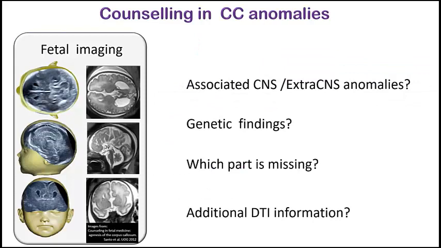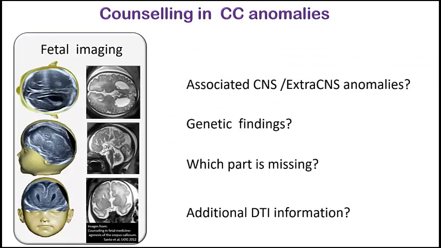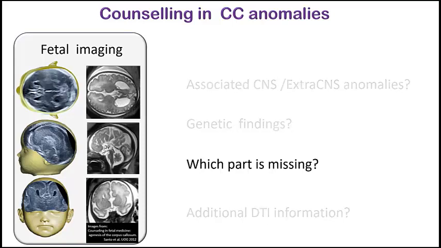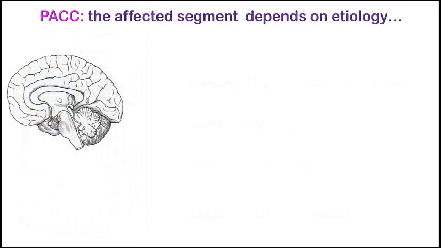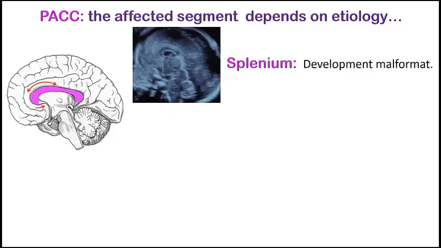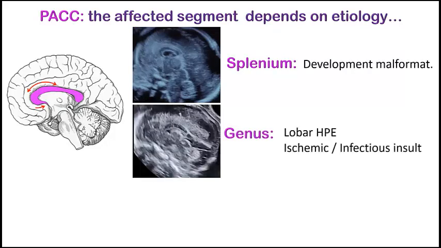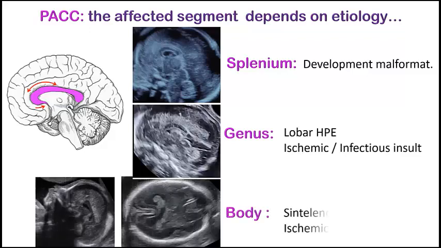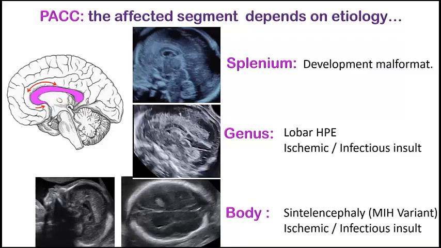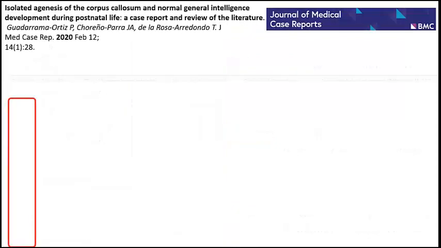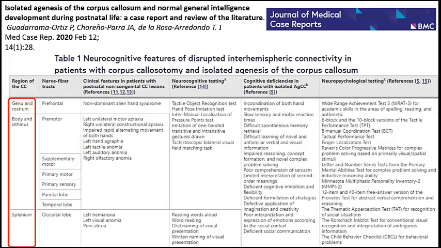For a correct counseling in cases of partial agenesis, we will probably need to consider which part is affected. Not only because, due to the bidirectional development of the corpus callosum, we can presume or guess the more likely etiology depending on the missing part of the corpus callosum, but also because some studies suggest that depending on the region of the corpus callosum affected, we may expect different types of neurocognitive impairments.